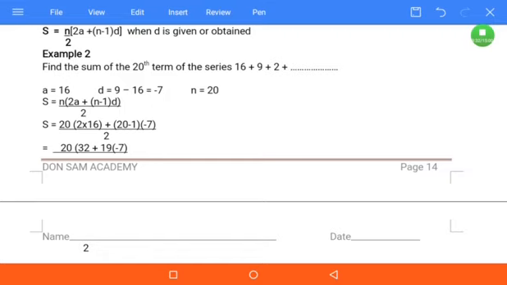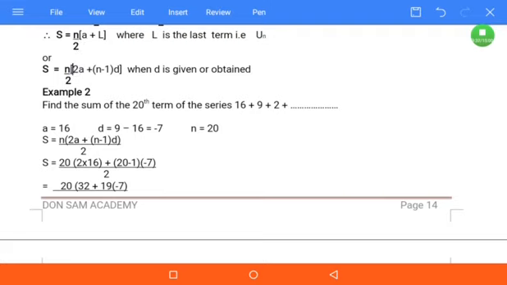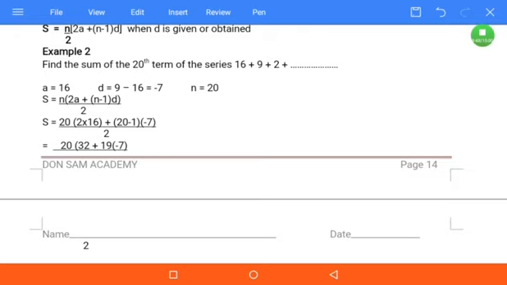In this formula we need n. N is what? 20, because it's the 20th term. N is 20. A is what? 16. The first term is a. Now d is the common difference. That's all we need. So we say a is 16.